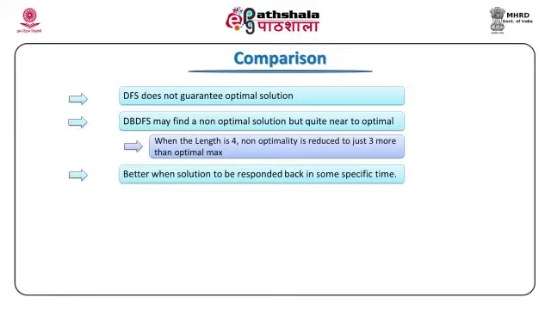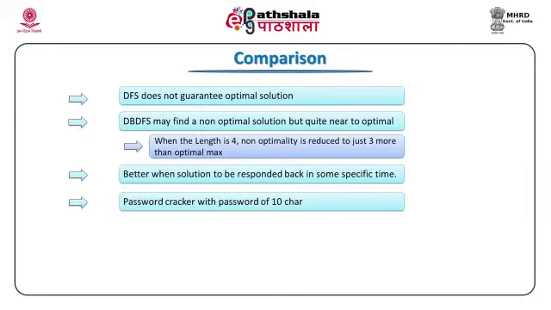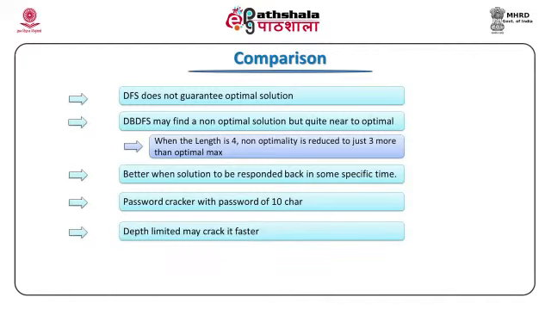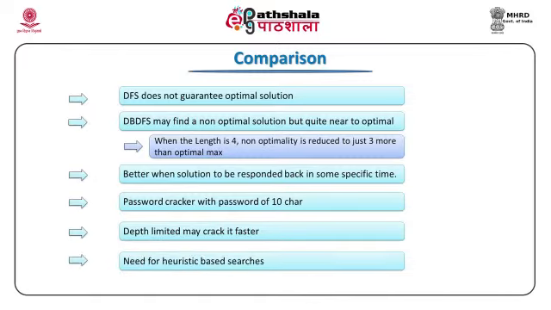Here is a real world example. Suppose you want to write a password cracker, and you are just checking each password. If you try depth first search, you probably will not get it, but if you try depth bound search, and the password is 4 characters or 5 characters, you will be able to crack it better, because otherwise it takes much more time. And obviously this clearly indicates that we need heuristic based searches.